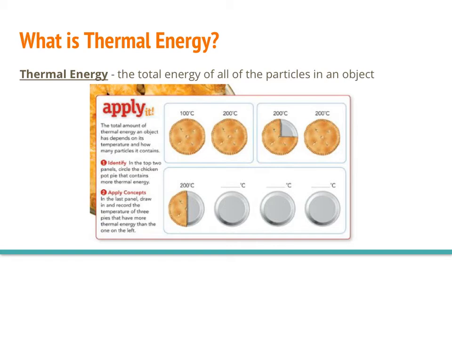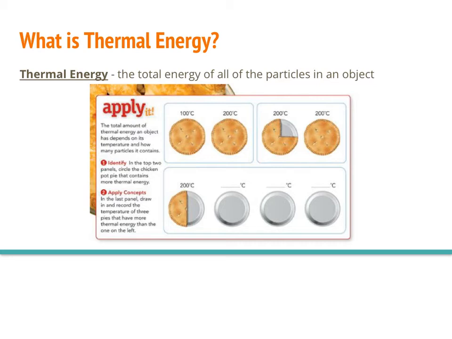There are two main factors that thermal energy depends on. One is the temperature of an object, and the other is the number of particles in it. There is also another factor, how those particles are arranged has to do with thermal energy as well, but we're not going to focus on that in this lesson. We're just going to focus on the temperature of an object and the number of particles in it. Those are the two main factors that are going to determine how much thermal energy an object has.